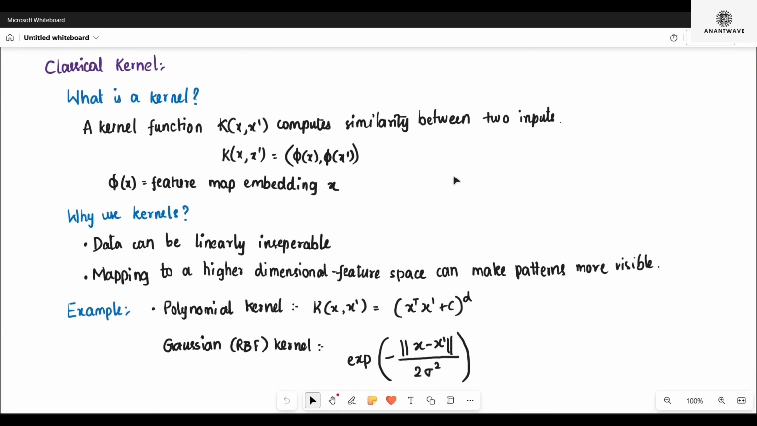Now let's discuss kernels. Firstly, the classical kernel. What is a kernel? A kernel function k of x comma x prime computes similarity between two inputs. Here, x and x prime are two inputs. So k of x and x prime is the inner product of phi of x and phi of x prime. Here, phi of x is nothing but the feature map embedding of x. Why use kernels? Data can be linearly inseparable. Mapping to a higher dimensional feature space can make patterns more visible. Examples of kernels are the polynomial kernel and the Gaussian kernel. Polynomial kernel formula and Gaussian kernel formula.